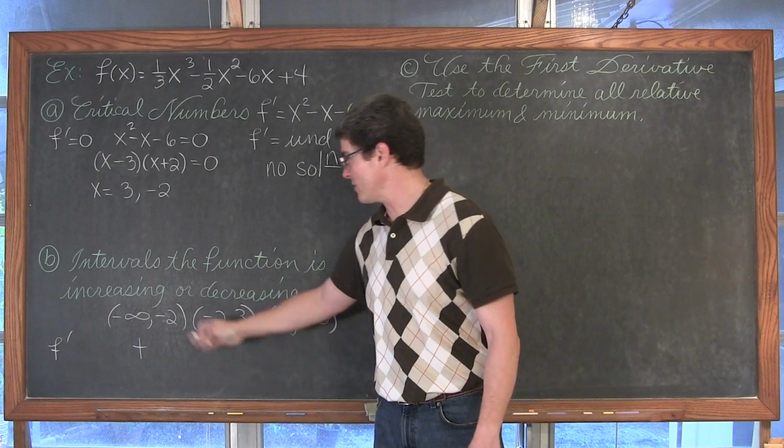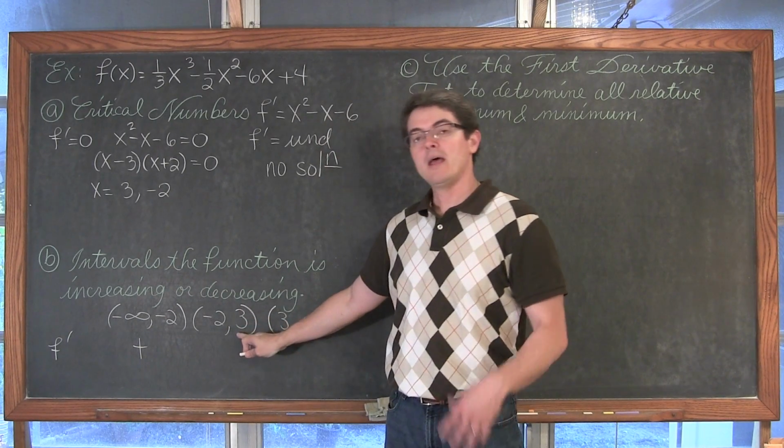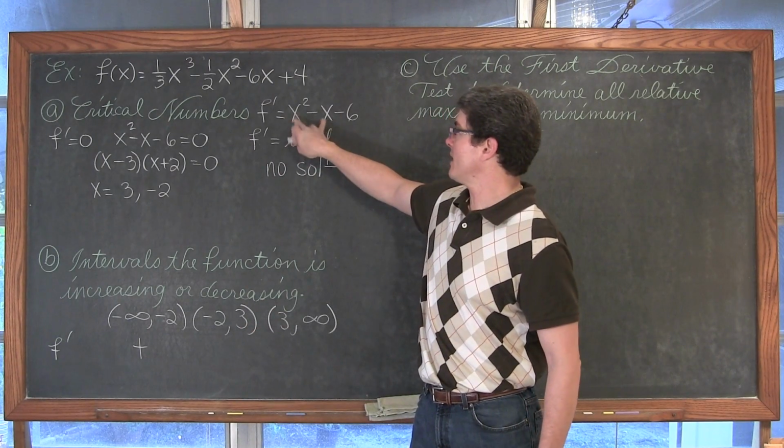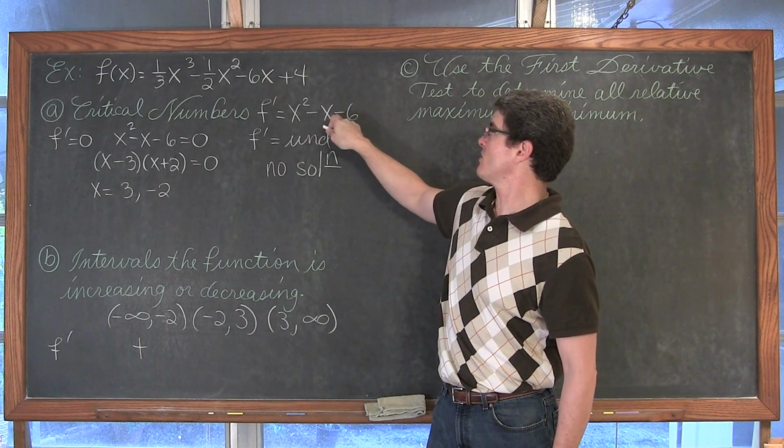Now I have another interval from negative 2 to positive 3. Okay, let's try a test value of 0. If I plug in 0, I get 0 squared is 0, minus 6.